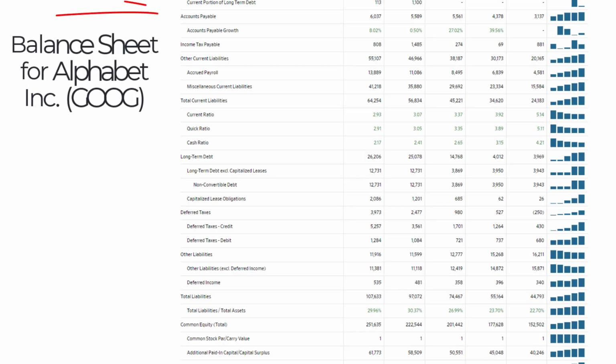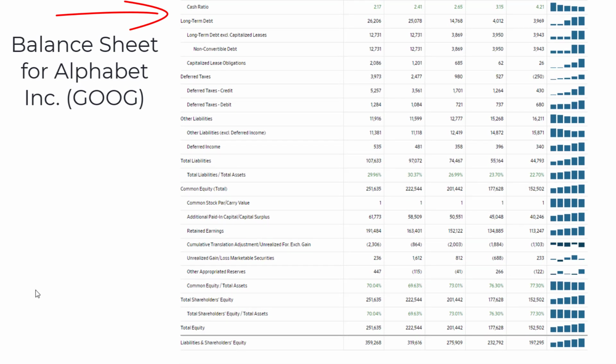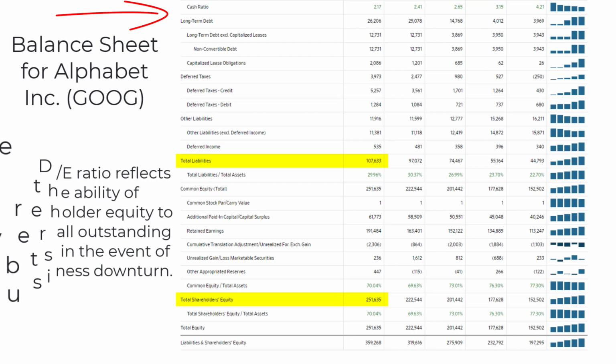The debt to equity, or DE, ratio is used to evaluate a company's financial leverage and is calculated by dividing a company's total liabilities by its shareholder equity. The DE ratio measures the degree to which a company is financing its operations through debt versus wholly owned funds. But more specifically, it reflects the ability of shareholder equity to cover all outstanding debts in the event of a business downturn. The debt to equity ratio is a particular type of gearing ratio.